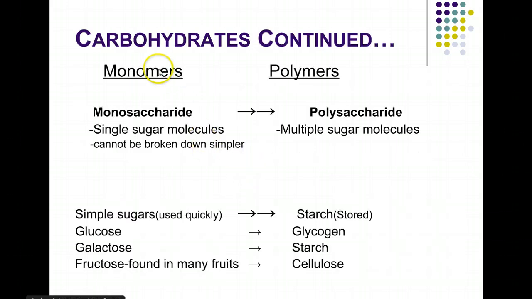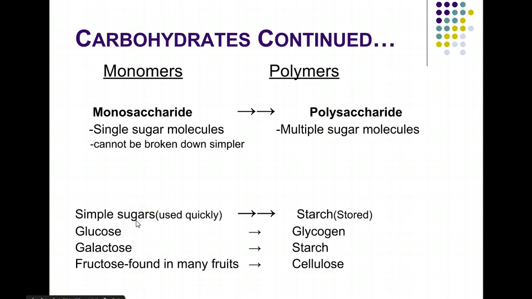All right, so here are monomers for carbohydrates and polymers for carbohydrates. Monosaccharide, mono means one, it's a simple sugar. You can't break it down smaller than monomers. And when you put your monomers together through the process of dehydration synthesis or condensation reactions or polymerization, you get polymers. Polysaccharide would be the polymer for monosaccharides.